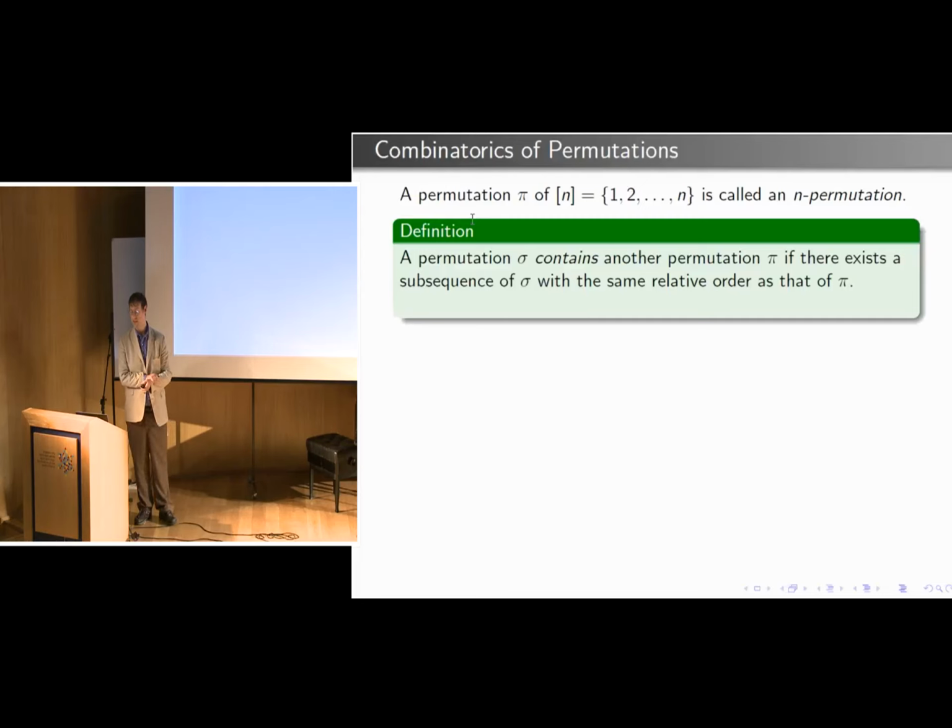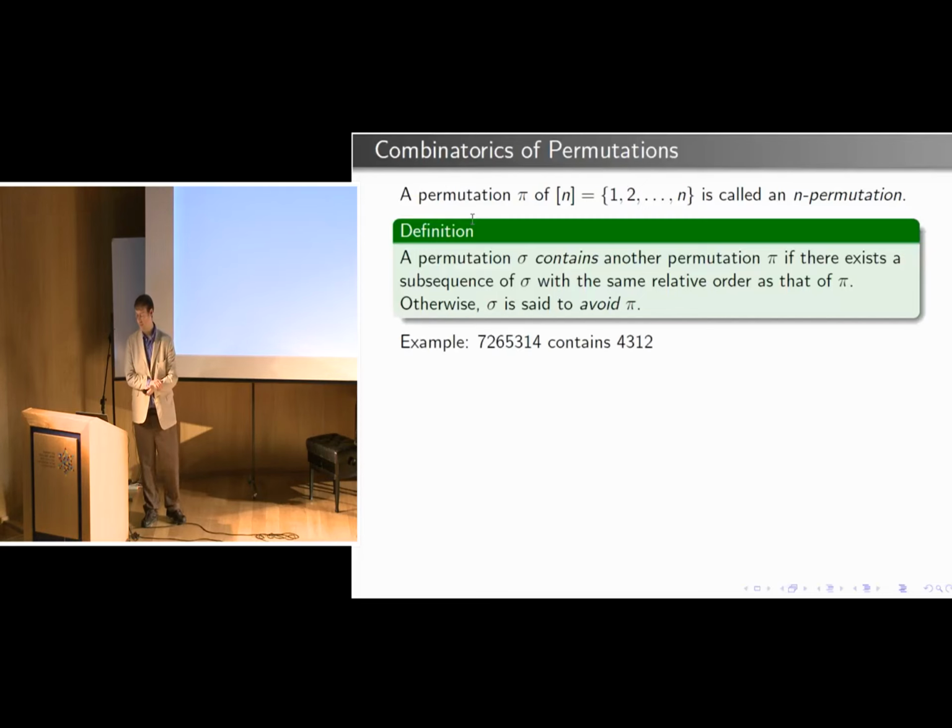A subsequence of sigma with the same relative order as that of pi. Otherwise, sigma is said to avoid pi. So let's see an example. Let's look at this 7 permutation.